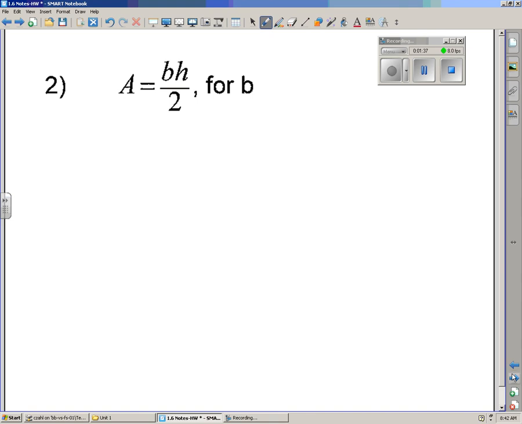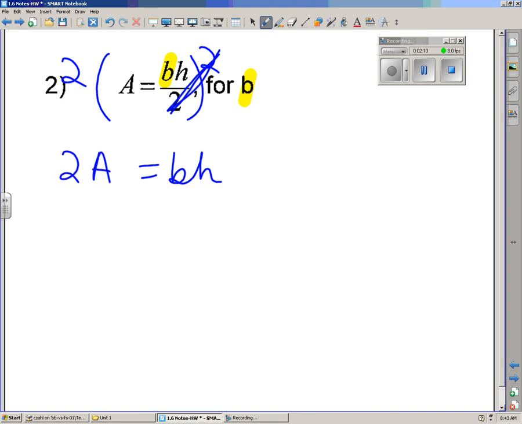Second example, a equals bh divided by 2. This happens to be the formula to find the area of a triangle. They want you to solve it in terms of b. b is what we want to get all alone. So we have a fraction, and the only way to eliminate fractions is to multiply both sides by the denominator. So we're going to multiply both sides by 2. The reason we're doing that is so that the 2's on the right cancel. And what you're left with on the right is just b times h. On the left is twice a.